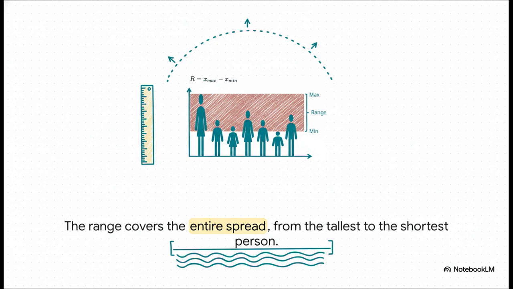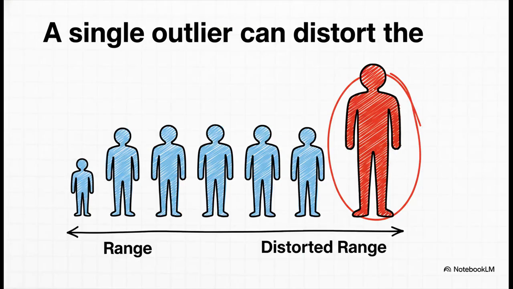This picture just makes it so clear, right? If you want to find the range of heights here, you just find the tallest person, find the shortest person, and subtract. Boom! That's your range. It's the full variation from top to bottom. Super simple. But the range has a bit of a weakness. A single outlier, like one person who's 7 feet tall when everyone else is around 5 feet, can make the range massive and misleading.